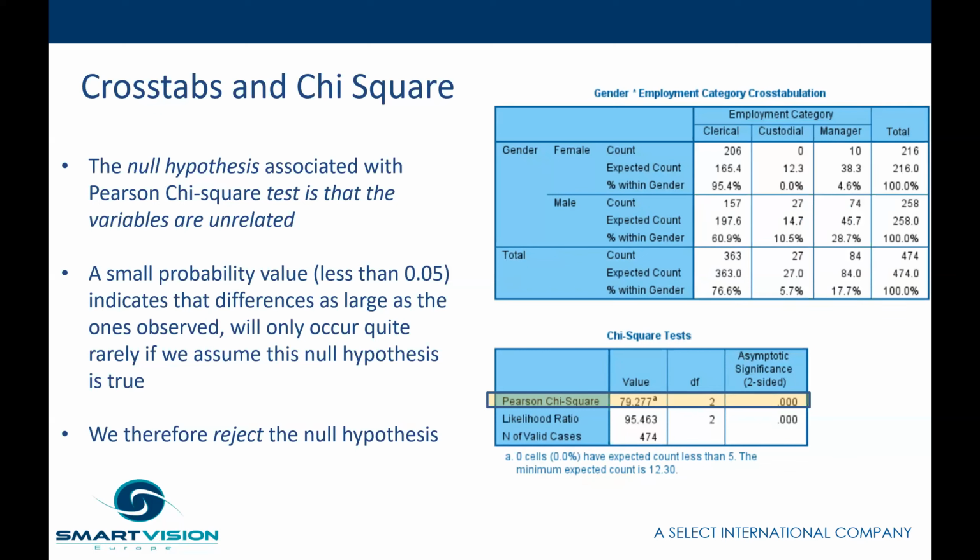And a small probability value, therefore, of less than 0.05 indicates that differences as large as the ones observed will only occur quite rarely if we assume this null hypothesis is in fact true. And we would therefore reject the null hypothesis. So you can see here that the difference here is 0.000.